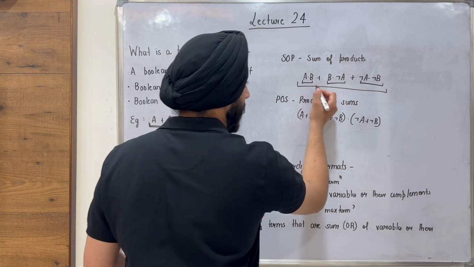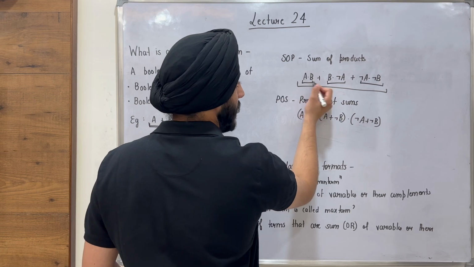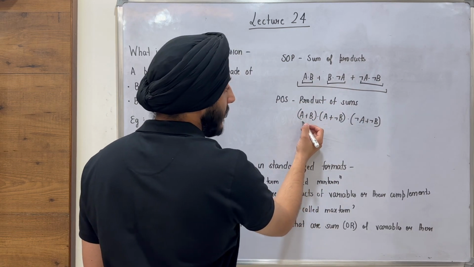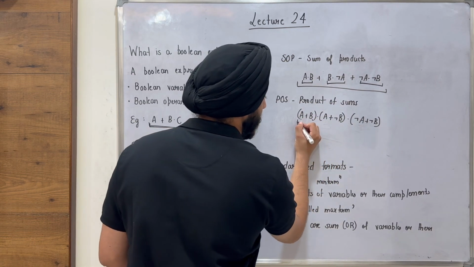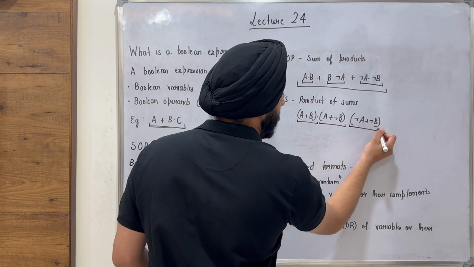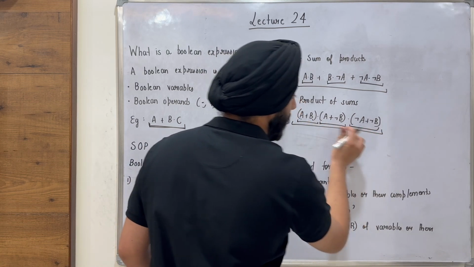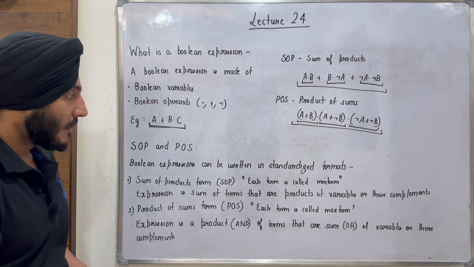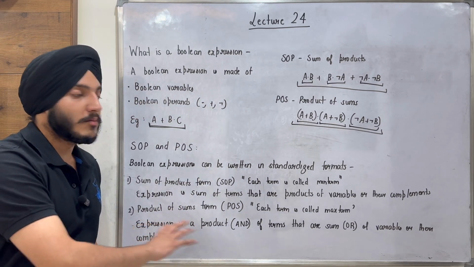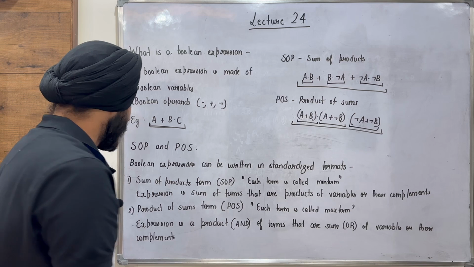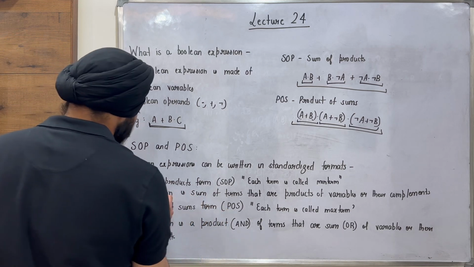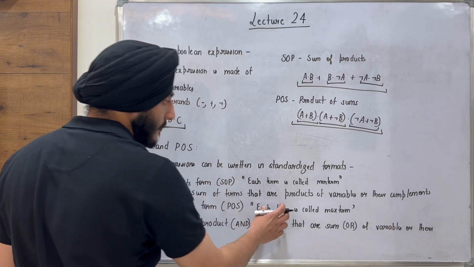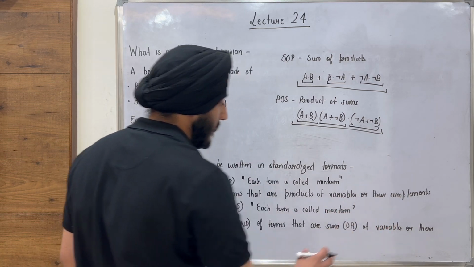Remember that each term in the sum of products is a product of the terms, and each term in the product of sums form is basically a sum, right? And we are doing a product of all the terms together. Okay, but let's try to understand the formalized definitions of it as well, right? Sum of products form expression is a sum of terms that are products of variables or their complements, right?